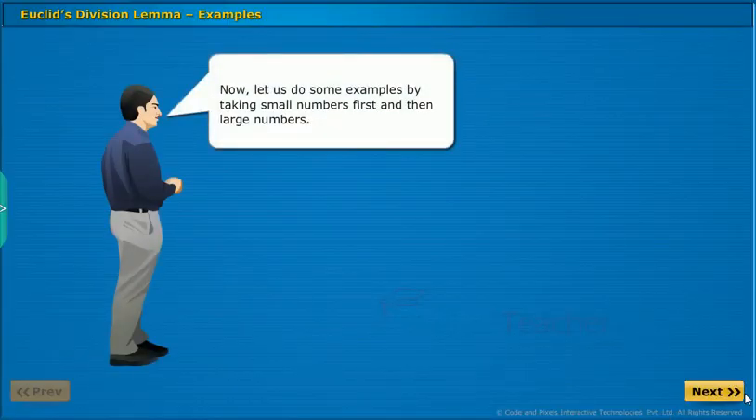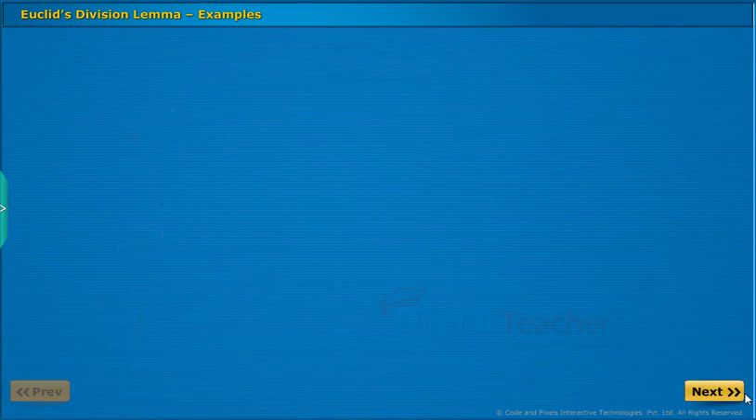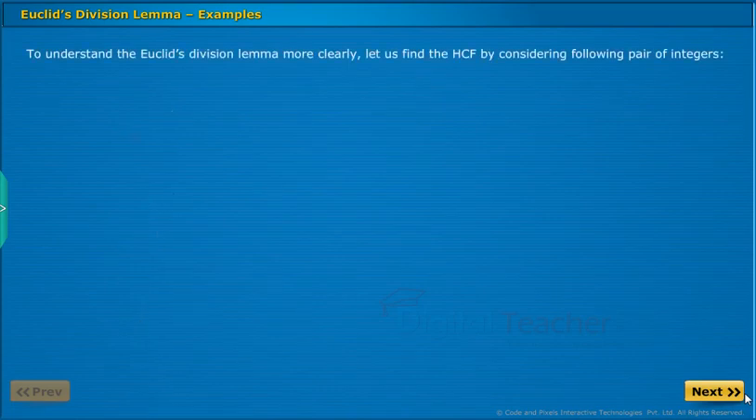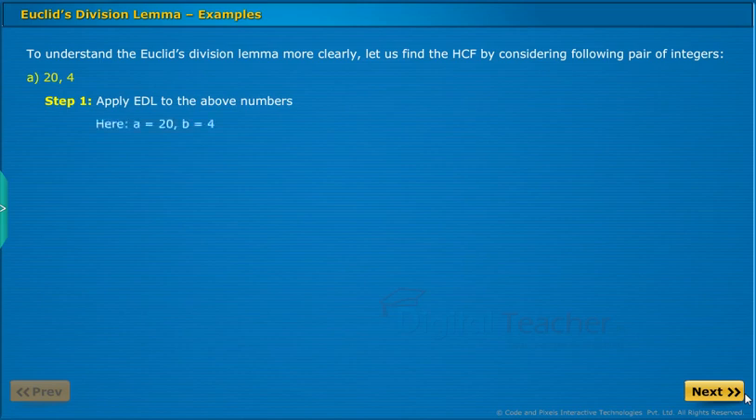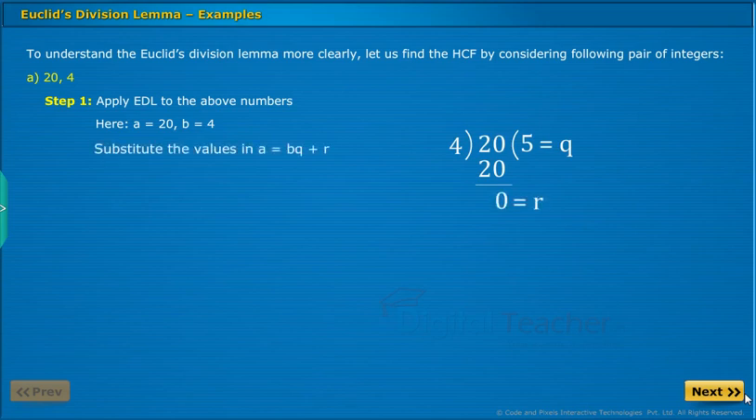Now, let us do some examples by taking small numbers first and then large numbers. To understand Euclid's division lemma more clearly, let us find the HCF by considering the following pairs of integers. A. 20 and 4. Step 1. Apply EDL to the above numbers. Here a is equal to 20, b is equal to 4. Substitute the values in a is equal to bq plus r.